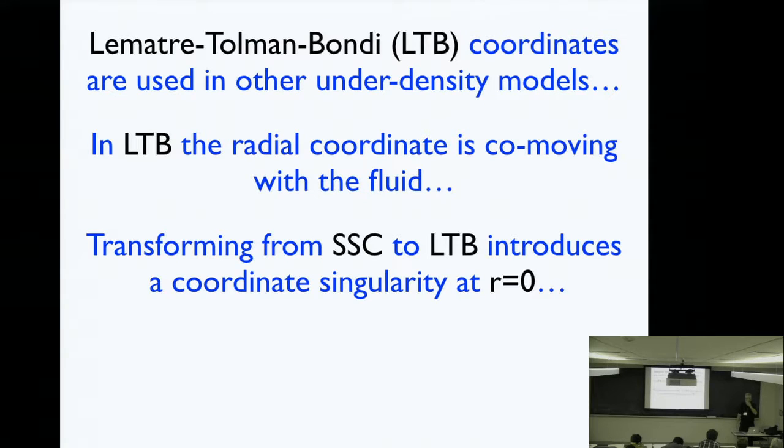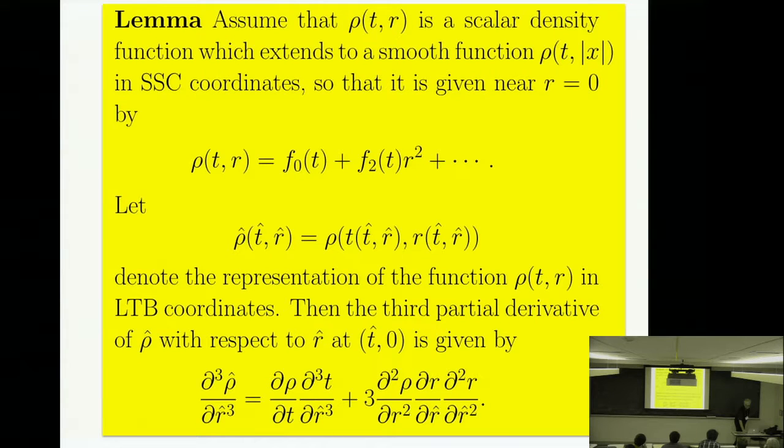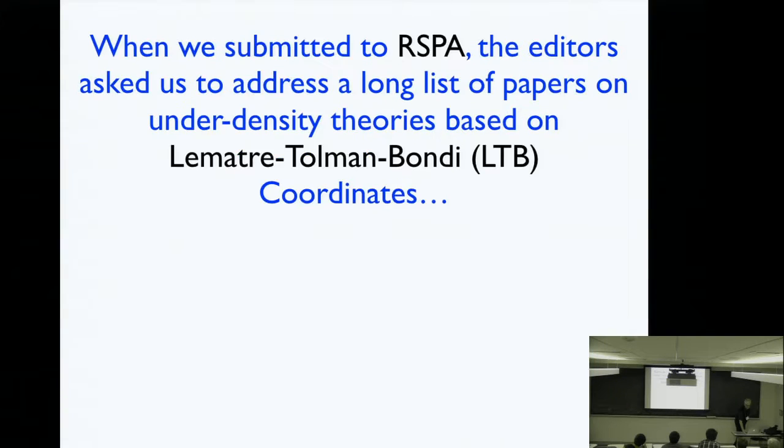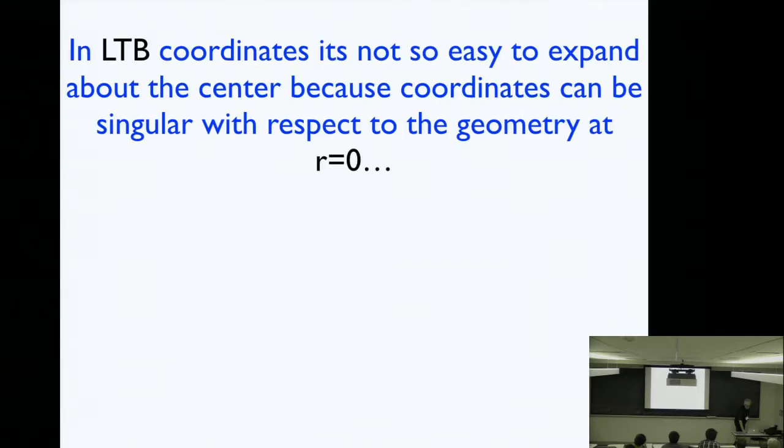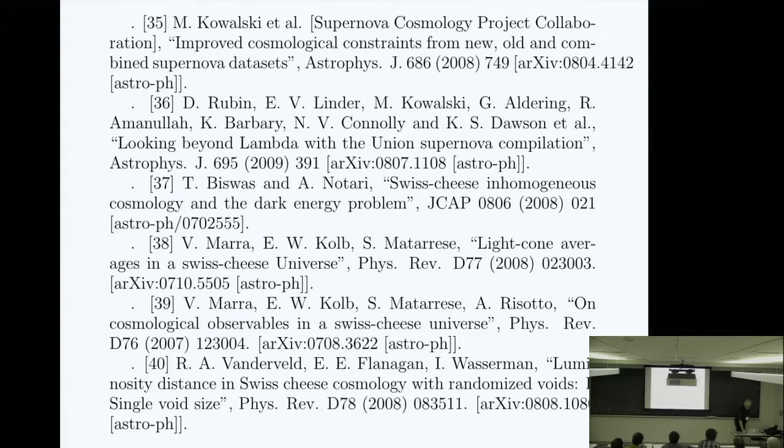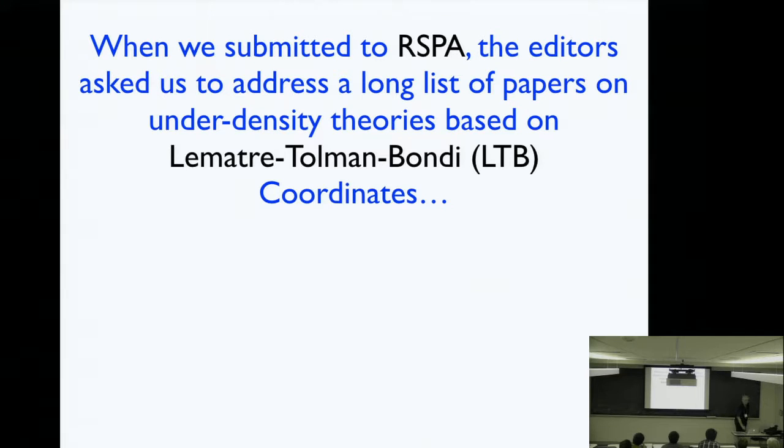So we sent our paper to the Proceedings of the Royal Society, and it's still under review there. And the editor said, you have to address all this work done in Lemaître, Tolle, and Bondi coordinates. And so we haven't really thought about this, I have to be honest. But he sent us a list of references, and so we read through all these references. There were a lot of them. We didn't read every one, but we read through them, and then we wondered, well, why? None of them did this. What's going on? So then we started thinking here.